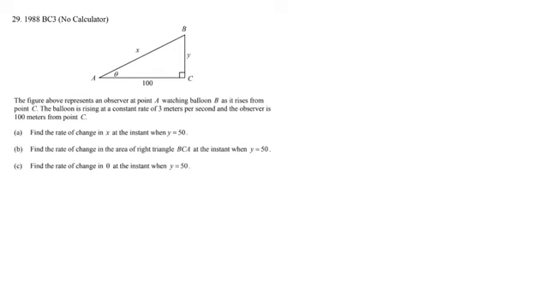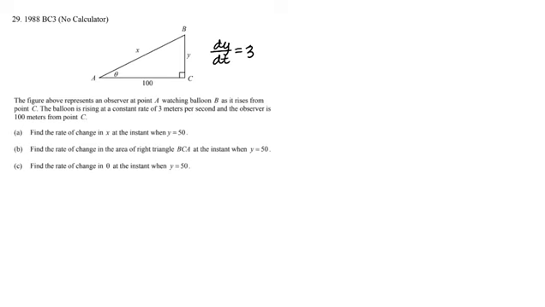Okay, the last item I've got for you is from the 1988 BC exam. The figure represents an observer watching a balloon as it rises from point C. The balloon is rising at a constant rate of 3 meters per second. Okay, that means to me that dy/dt equals 3. The observer is 100 meters from point C, meaning that the derivative of this AC is going to be 0. I don't know if that's going to be relevant, but that's not going to be changing. Okay, find the rate of change in x at the instant when y equals 50.